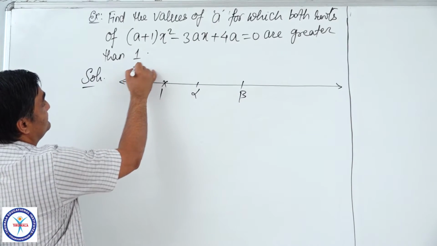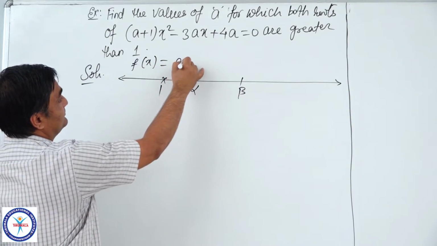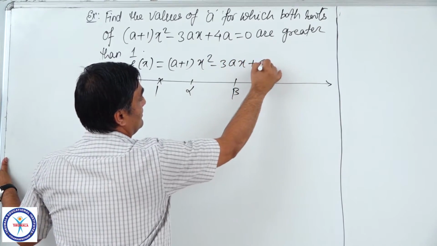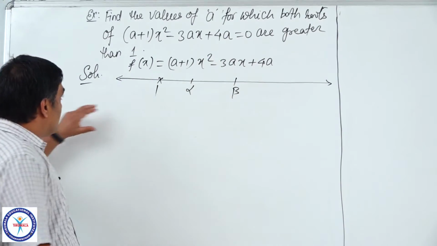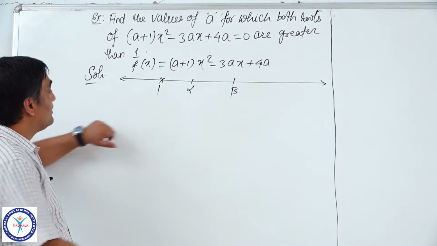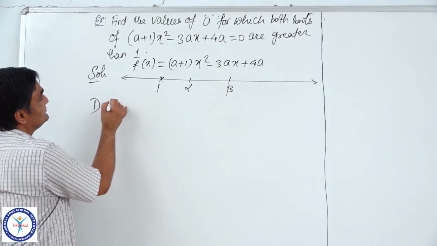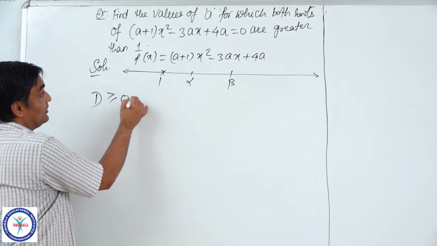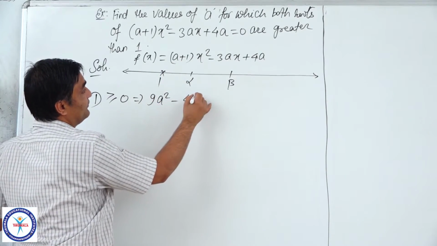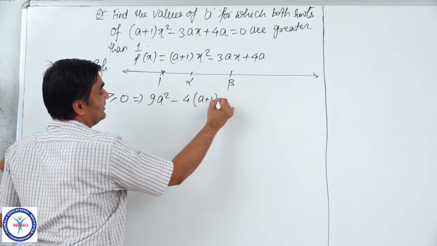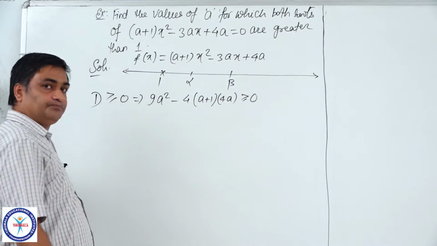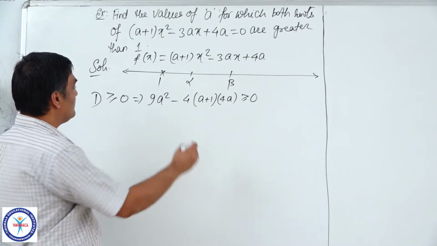Now, we can have conditions like what? First of all, D greater than or equal to 0, means 9a² − 4(a+1)(4a) greater than or equal to 0. Can we solve?